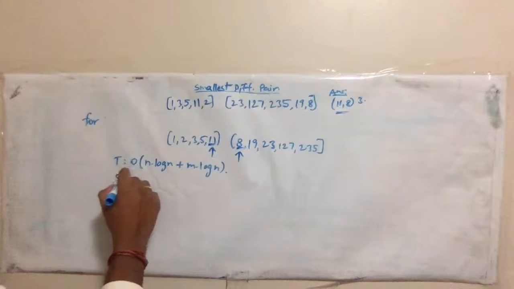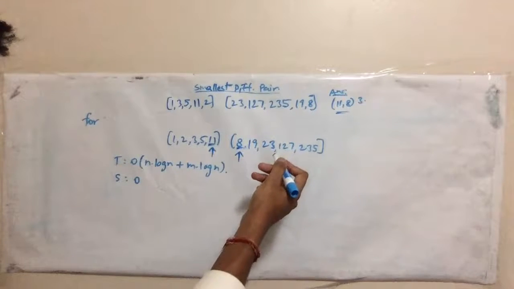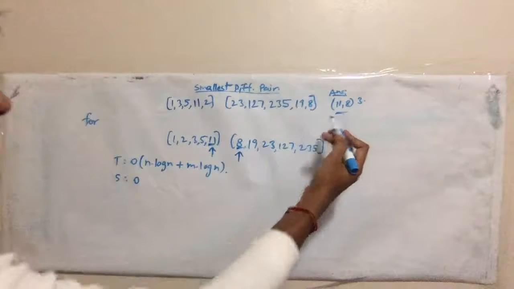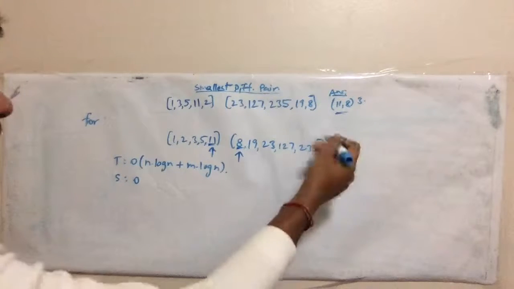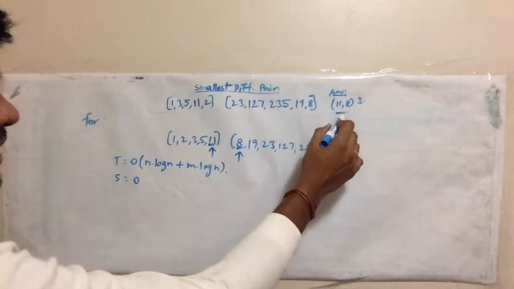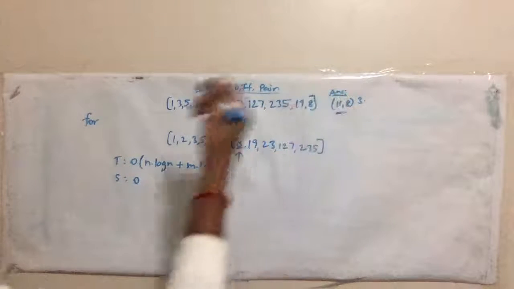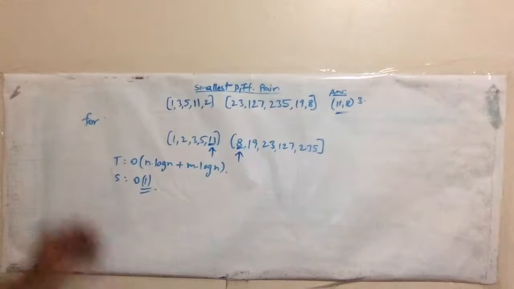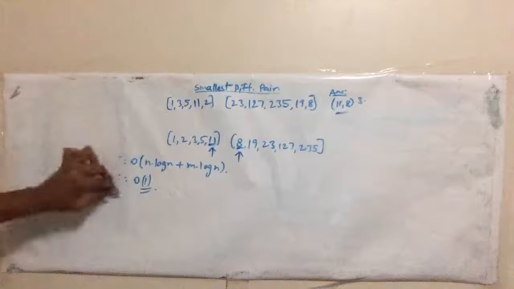And space complexity, we are just using pointers and we are not even building any new lists. We are just updating the resultant answer. So it is big O of 1. So yeah, we can go to the actual implementation part.